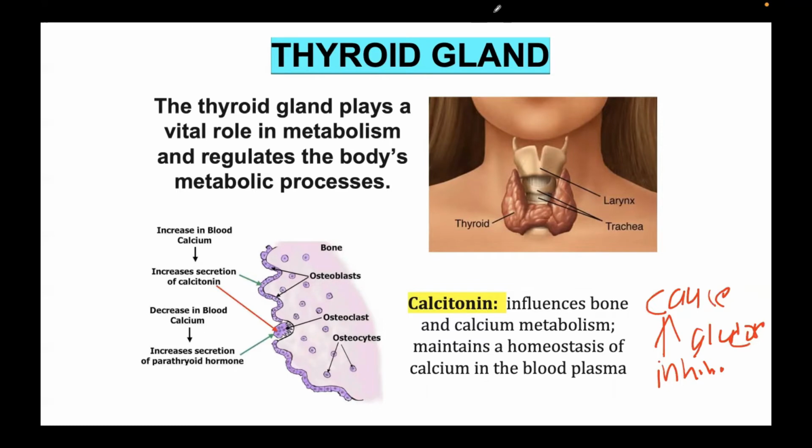Again, punta tayo kay thyroid gland. Okay, it plays a vital role in the metabolism and regulates the body's metabolic processes. So yung unang hormone na binanggit natin, which is under the thyroid gland, that is what we call your calcitonin. It influences the bone and calcium metabolism, maintains a homeostasis of calcium in the blood plasma. It causes increase in the glucose, inhibits protein synthesis, and is a immunosuppressive and anti-inflammatory.